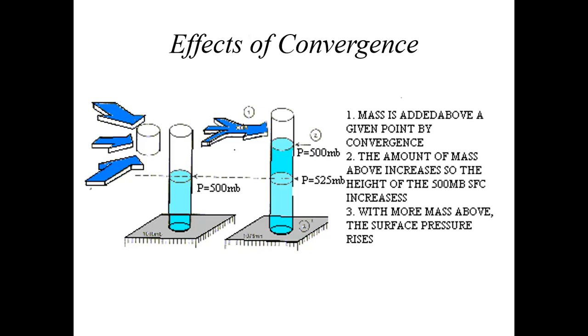So if you look at this little tube type diagram, you'll notice the 500 millibar pressure surface in the image at number 2 is higher up, or the isobaric pressure surface has actually risen. So that's the effects of convergence. With more mass above a point, the surface pressure is going to rise.